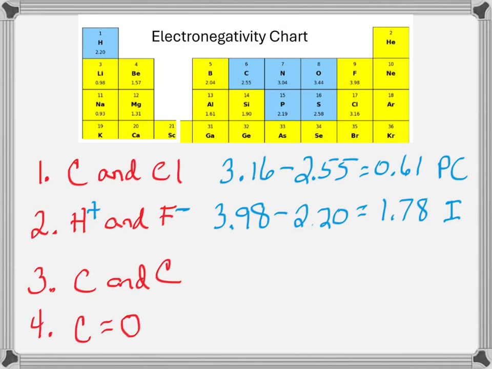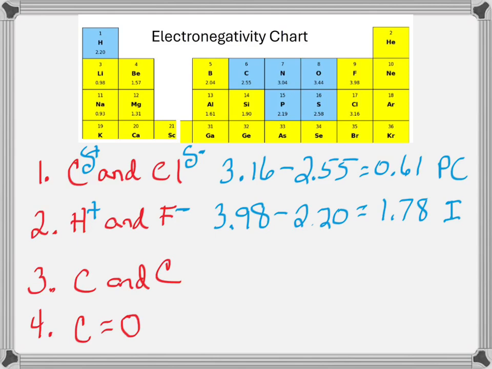The chlorine had the bigger number, so because it's a polar covalent bond, it would get a partial negative charge, and the carbon would get a partial positive charge, because the 2.55, which was the electronegativity of carbon, is less than the 3.16 of chlorine.